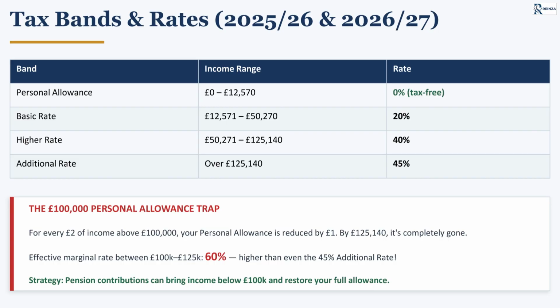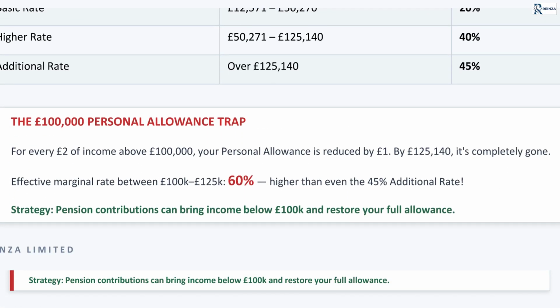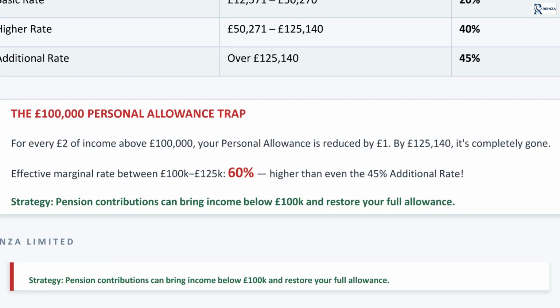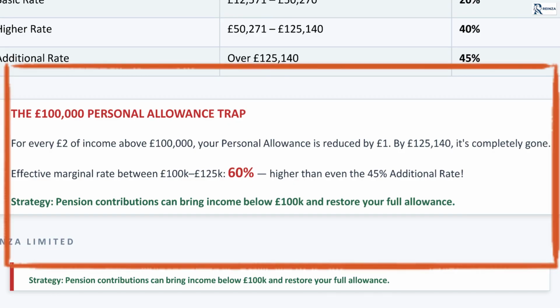Now, there is a critical trap that catches many people: the £100,000 personal allowance trap. For every £2 you earn above £100,000, your personal allowance is reduced by £1. By the time your income reaches £125,140, your entire personal allowance has been eliminated.